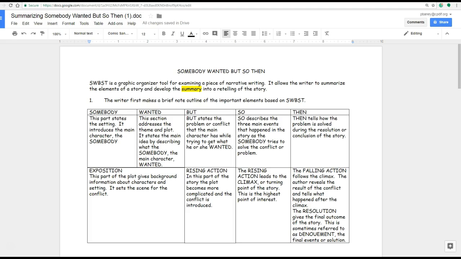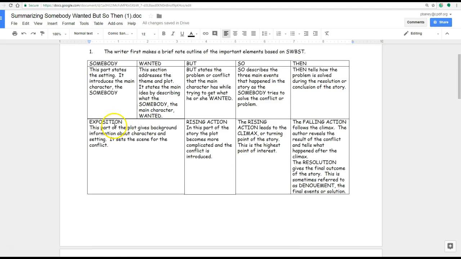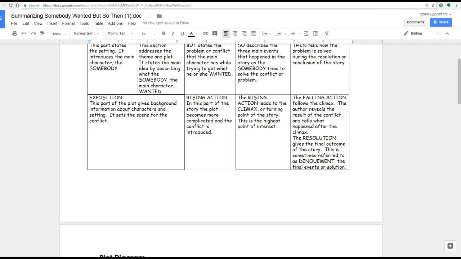Now we have the but. The but states the problem or the conflict that the main character has. And I'm sure in your English courses you've talked about the different kinds of conflict, whether that's person versus person, person versus self, self versus nature, etc. Then we have the so, and that's described by the three main events that happened in the story as the somebody tried to resolve the conflict. And finally, we have the then, and this tells how the problem's solved. Now, in an expositional story or plot, usually you find what we call the exposition, and that is the somebody and the wanted combined. So we can see right here that this has both of those things taken care of.